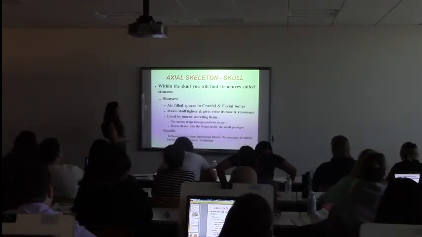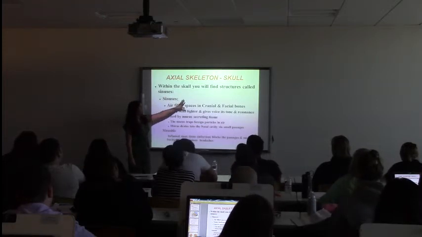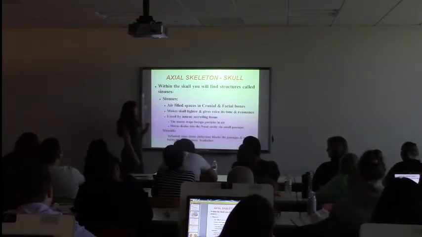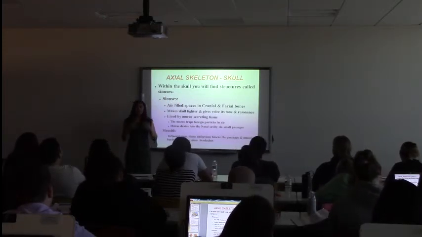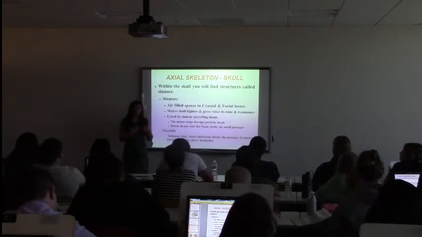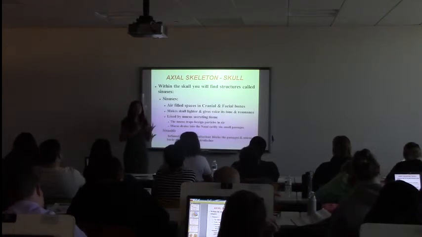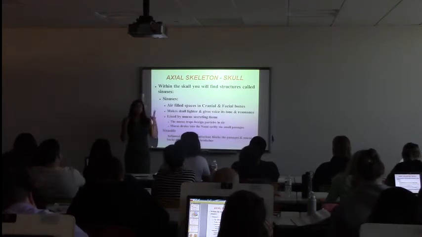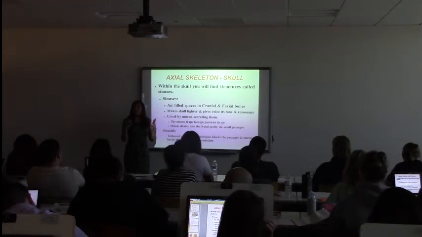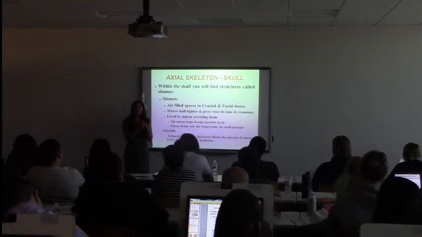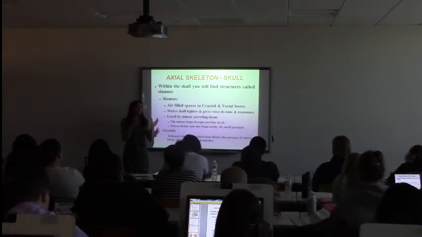A little bit more about the skull. Within the skull, you find something called sinuses. Sinuses are air-filled spaces. What is the function of these sinuses? One thing, to make your skull a little bit lighter. The second thing is to give a specific tone and resonance to your voice. This is how everybody sounds different.